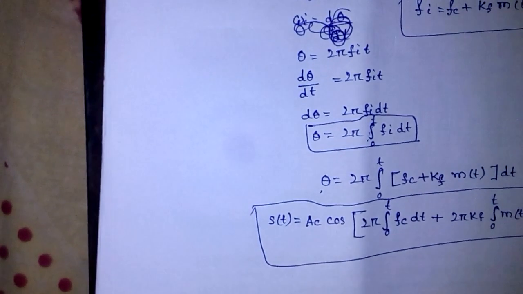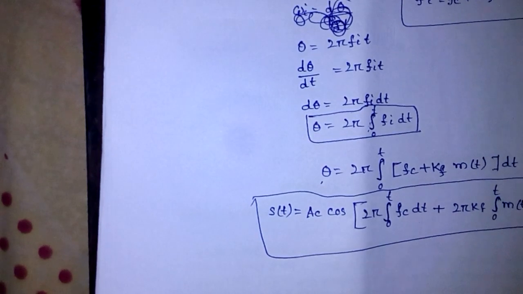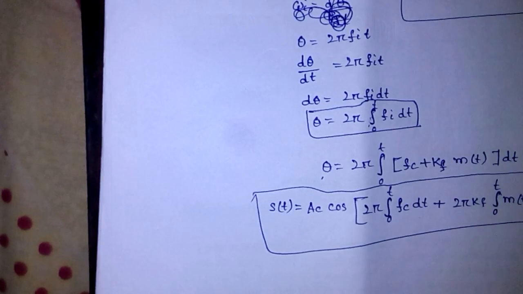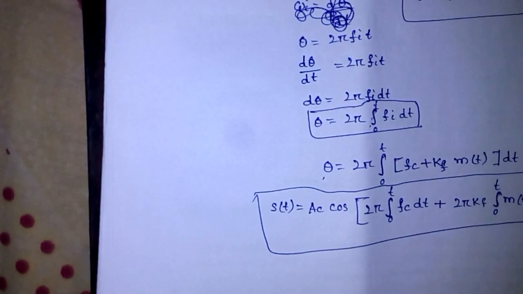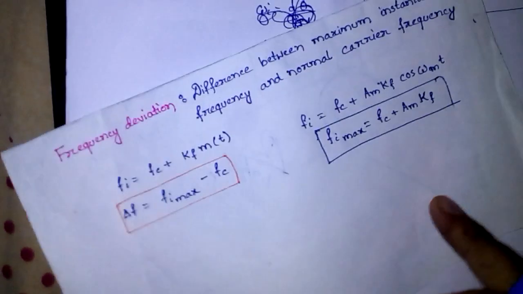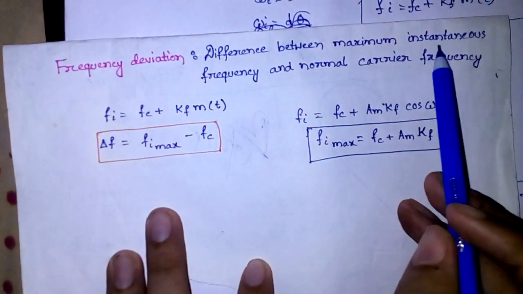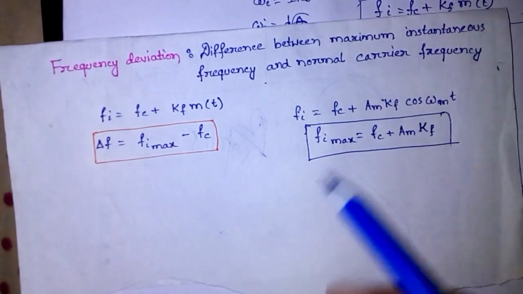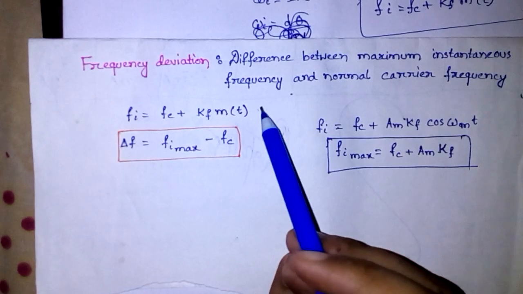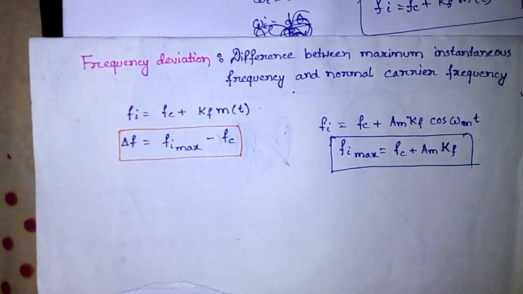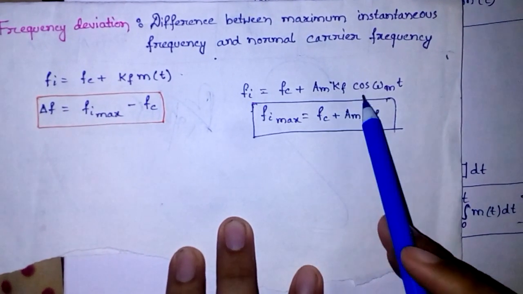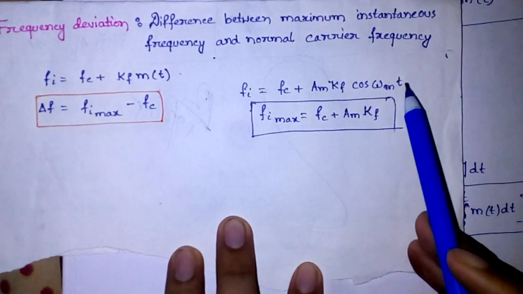Now we need to expand this equation further. Before expanding this equation, I would like to introduce another term called frequency deviation. As you can see, the frequency of the carrier wave was changing, so we need to find something called frequency deviation. Frequency deviation is the difference between the maximum instantaneous frequency and the normal frequency. As we can see, fi is given by fc plus kf into m(t). Putting the value of m(t) here, you will get fi is fc plus Am multiplied by kf multiplied by cosine of omega m t.